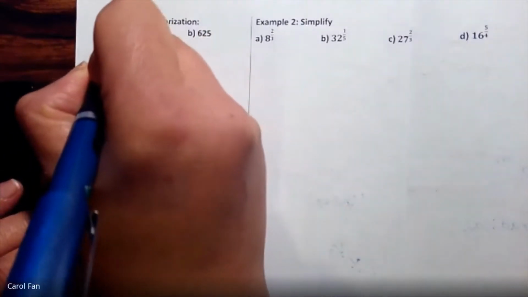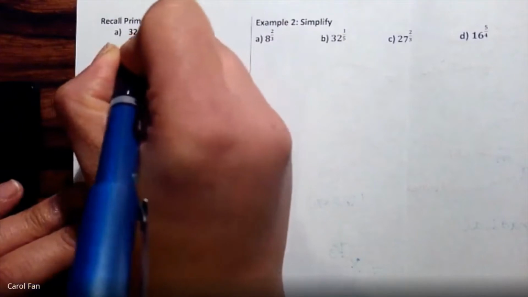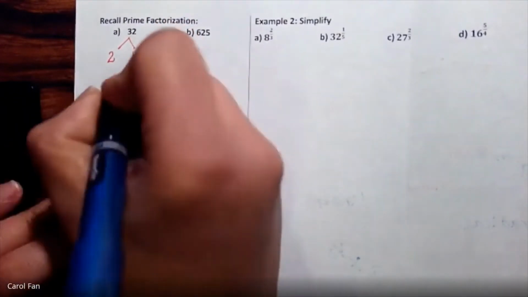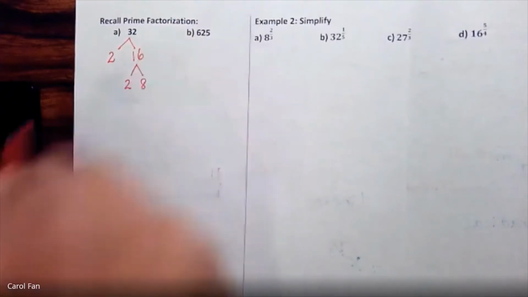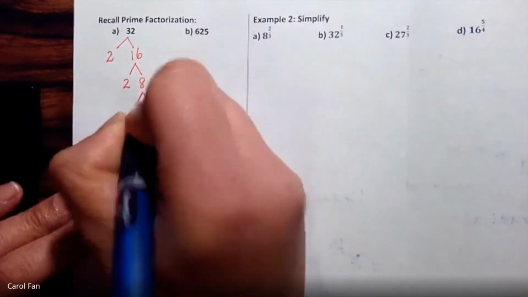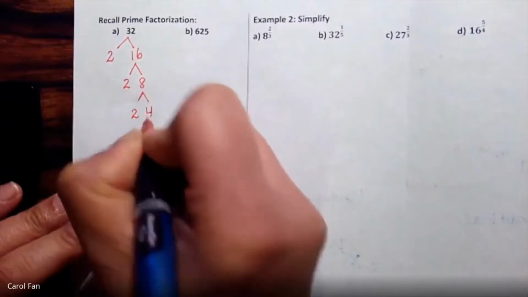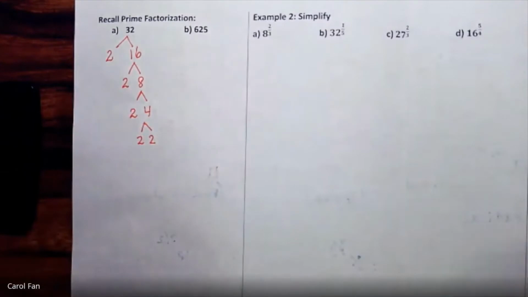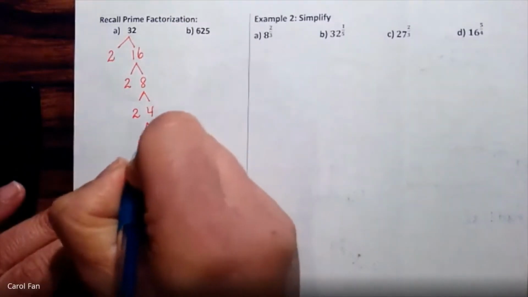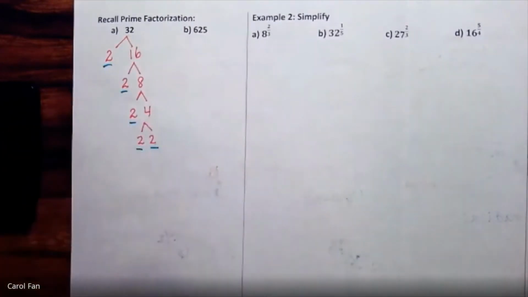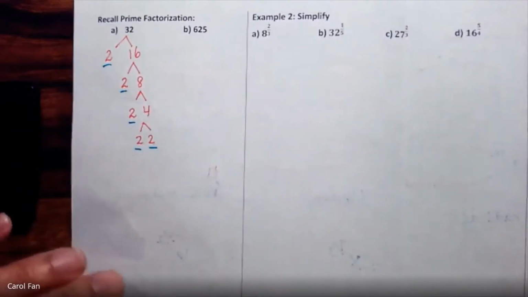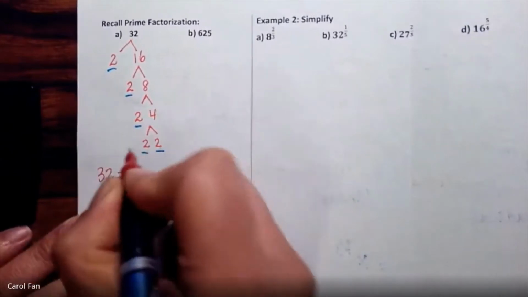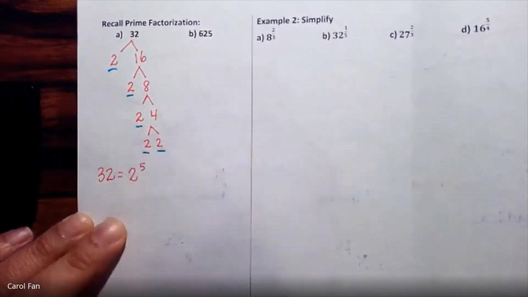I know that 32 is equal to 2 times 16. 16 is not a prime. I'm going to rewrite it again as 2 times 8. I rewrite it again as 2 times 4 and 2 times 2. Now, all of these numbers at the end of the branches are prime factors. So I'm able to rewrite 32 as 2 to the 5th power.